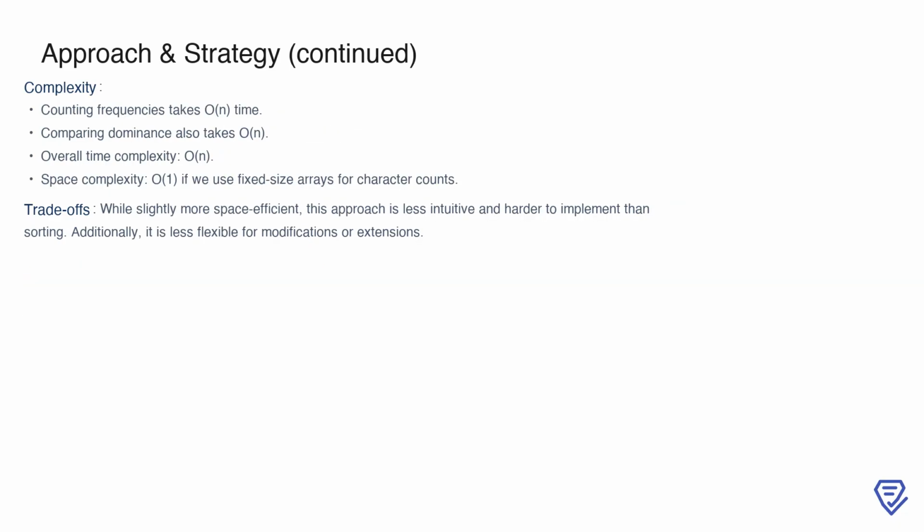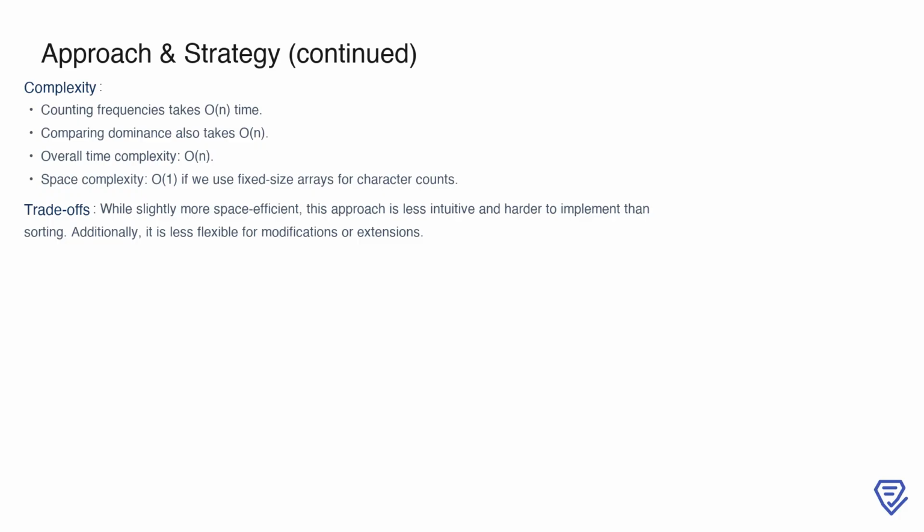Delving deeper into the character counting approach, the complexity analysis reveals that counting the frequencies of characters in both strings takes O(n) time. After obtaining these counts, comparing the dominance of one string over the other also takes O(n). Thus, the overall time complexity for this method is O(n). In terms of space, the approach is highly efficient with a space complexity of O(1), as we can use fixed-size arrays to store character frequencies, given that we are working with a limited character set.